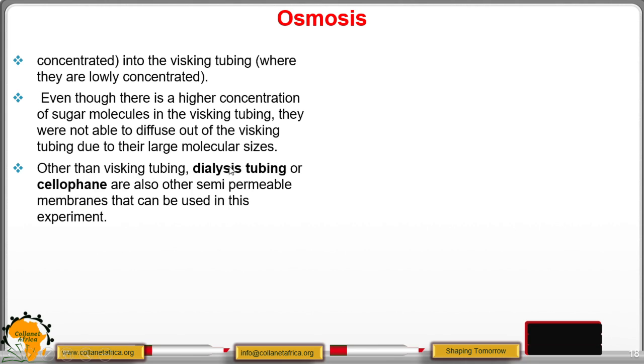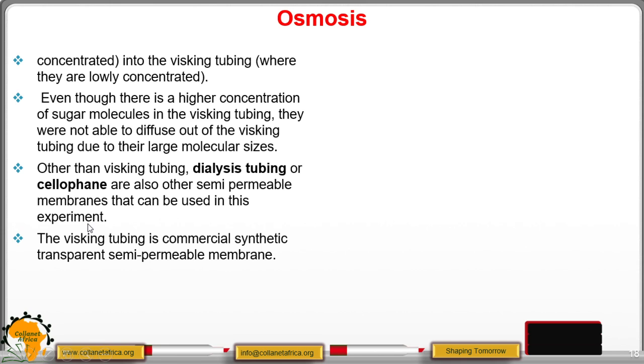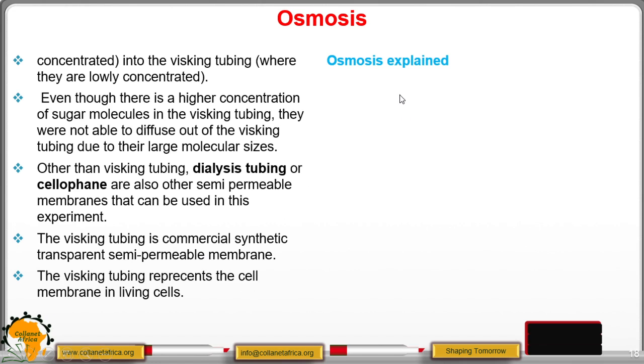Other than using the whisking tubing, we can use dialysis tubing or cellophane, which are also semi-permeable membranes, in this experiment. The whisking tubing is a commercial, synthetic, transparent, semi-permeable membrane, and it represents the cell membrane in living cells. So how did this happen?